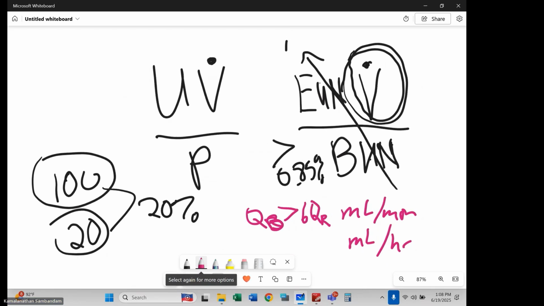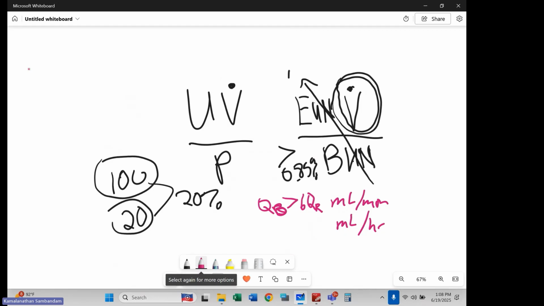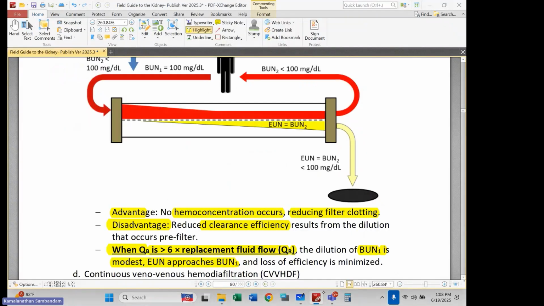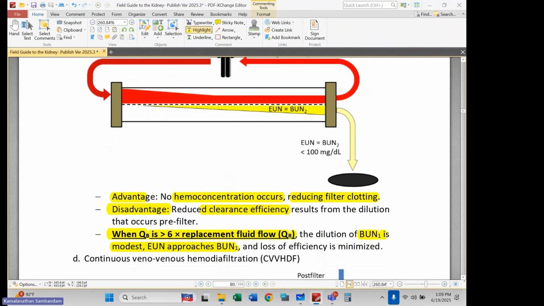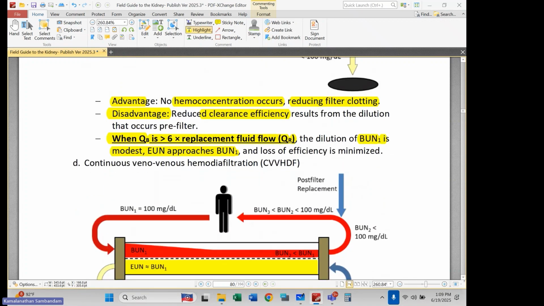So if you have a blood flow rate of 150, as long as your replacement fluid flow rate is 1500 or less, you have achieved this criteria. Okay? So easy math. Drop the 0 in order to compare the replacement fluid flow rates and blood flow rates. That would assure that at least your blood flow rate is 6 times your replacement fluid flow rate. Okay?